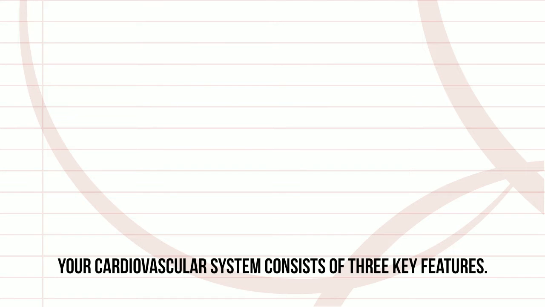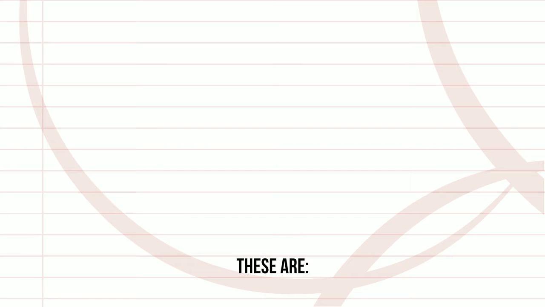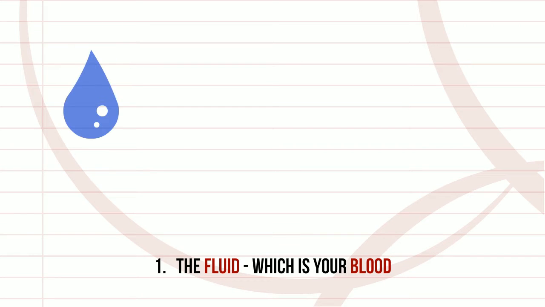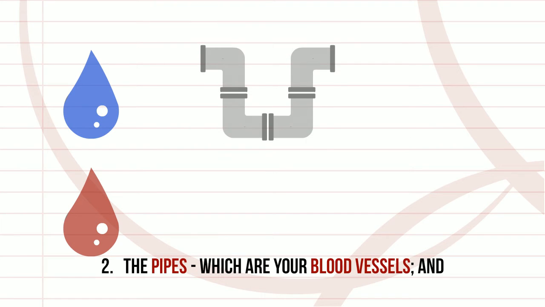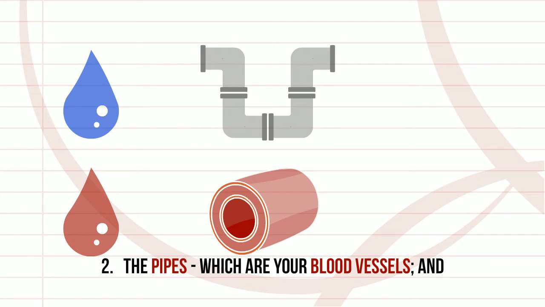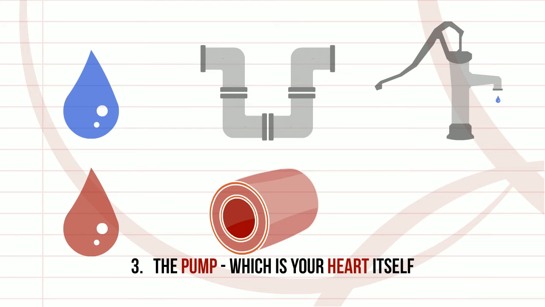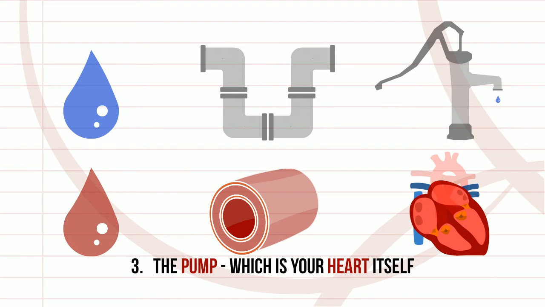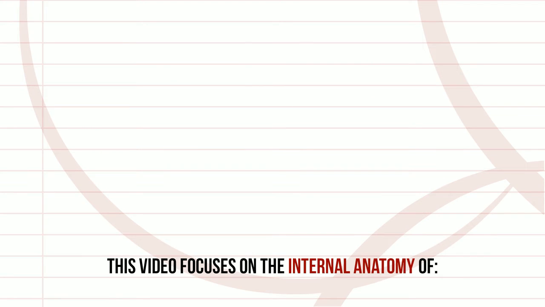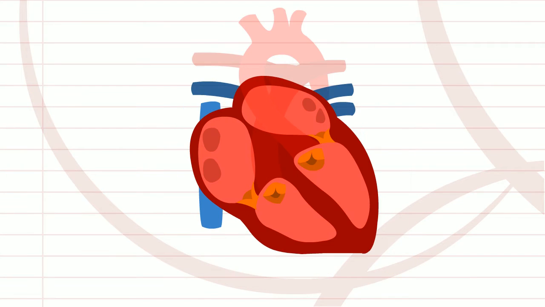Your cardiovascular system consists of three key features. These are 1. The fluid, which is your blood. 2. The pipes, which are your blood vessels. And 3. The pump, which is your heart itself. This video focuses on the internal anatomy of the heart.